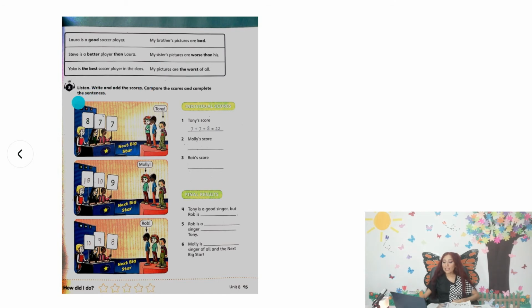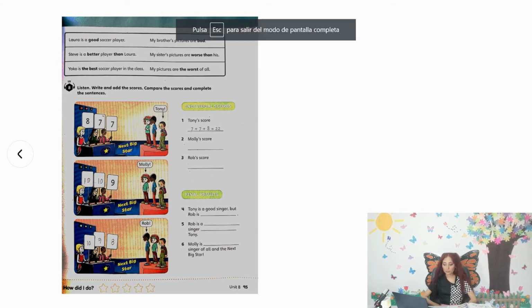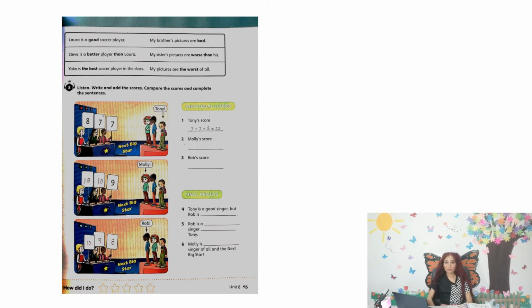Activity A says, listen, write, and add the scores, compare the scores, and complete the sentences. Okay? First of all, we are going to listen to the scores. And we are going to fill in the blanks in here. Pretend that you are not seeing here. Vamos a escribir aquí las scores que nos vayan a dar. Listen. Write and add the scores. Compare the scores and complete the sentences.